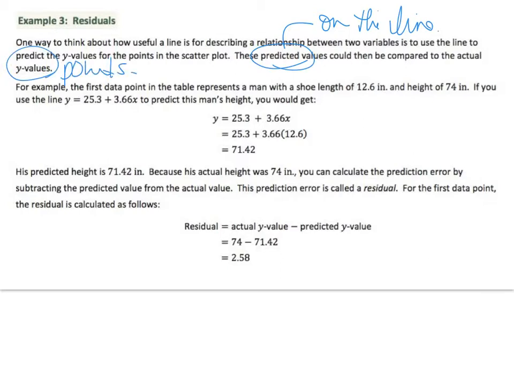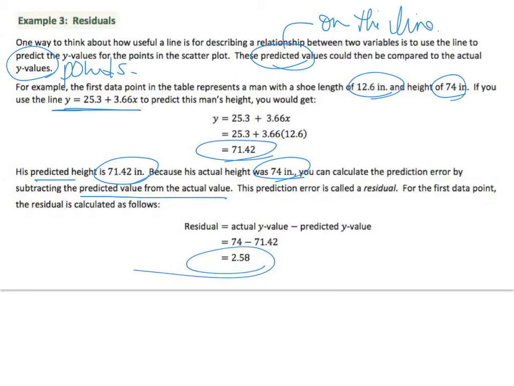For example, the first data point in the table represents a man with a shoe length of 12.6 inches and a height of 74 inches. If you use the model or the line to predict this man's height, you would get 71.42. So predicted using the model is 71.42. His actual is 74. You calculate the prediction error by subtracting the predicted value from the actual value. It's called the residual. The first data point, the residual is calculated as follows, 2.58.